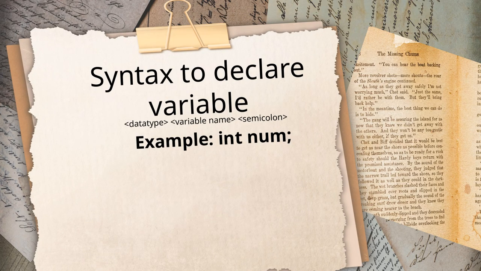Let's take a closer look at how to declare a variable in programming. For example, if we want to create a variable called num, we start by specifying the data type. In this case, it could be an integer, so we write int. Then, we give the variable a name, such as num. And finally, we end the declaration with a semicolon. This syntax, data type, variable name, semicolon, is fundamental because it tells the compiler or interpreter what kind of data the variable will hold and what it's called. Remember, understanding this structure is essential as it forms the basis for working with data in any programming language.